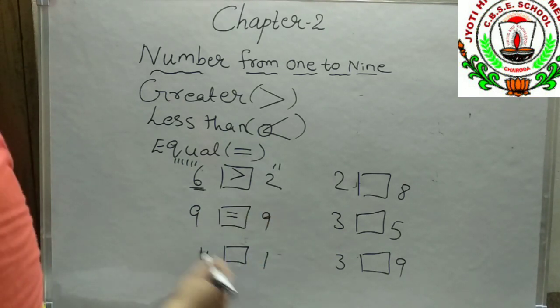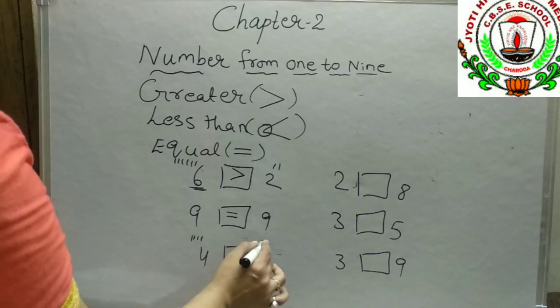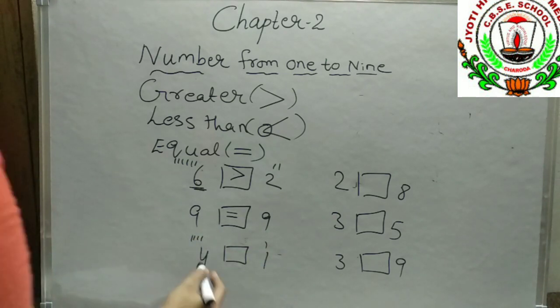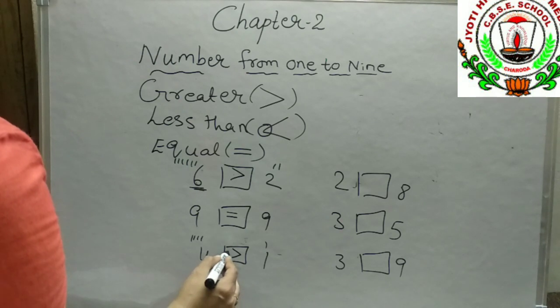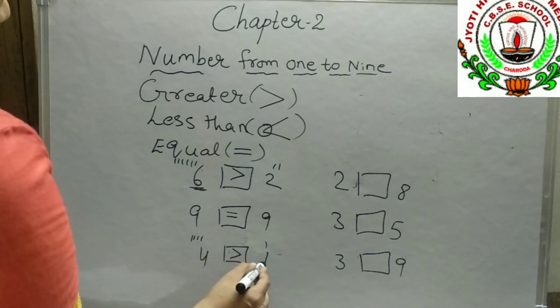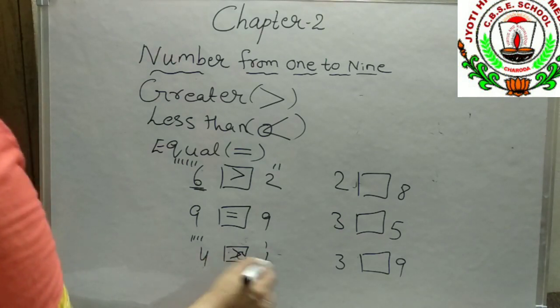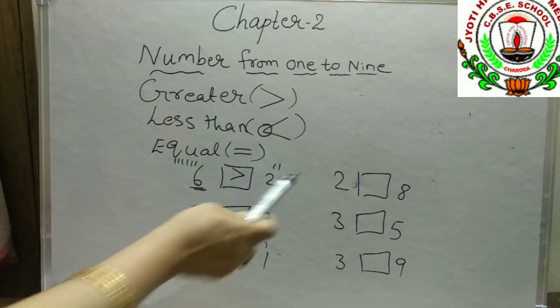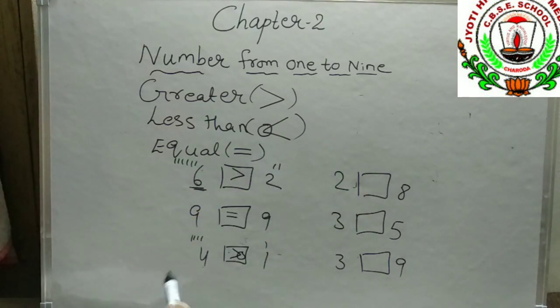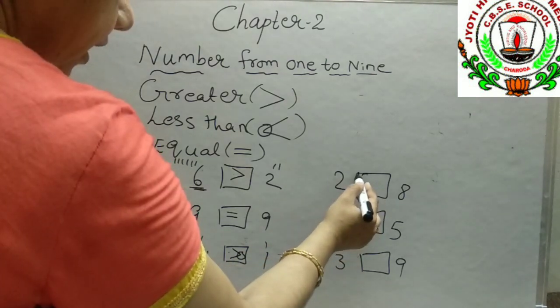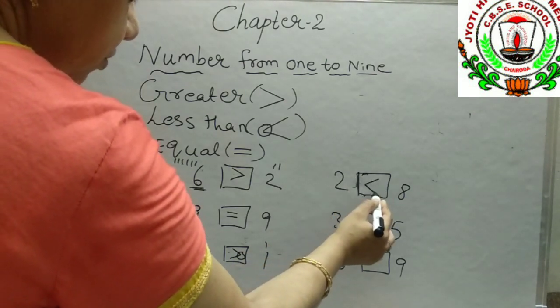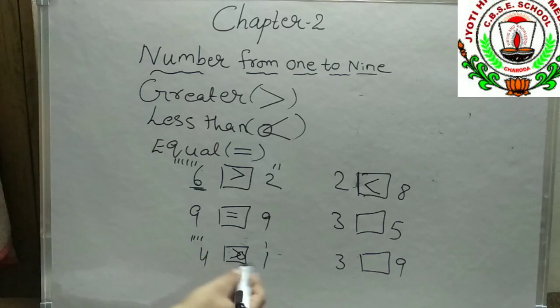Next is 4 and 1. 1, 2, 3, 4 and here 1. So which is greater? 4 is greater. So the mouth is open toward the 4 and 1 is smaller, so its back portion is toward 1. Next numbers are 2 and 8. Which is greater? Here in 2 and 8, 8 is greater. So the mouth should be open towards 8.